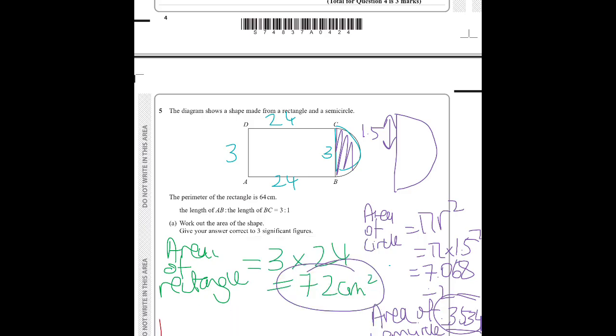Red is, and again, you want to show this as an examiner, so you want to do 72 plus 3.534. I know we've written these two numbers already, but you're showing the examiner I'm adding these. So the final answer is 75.5 centimeters squared. That's my final answer to 3SF. Okay, well done if you got that.